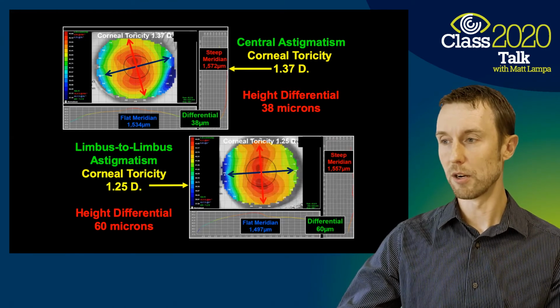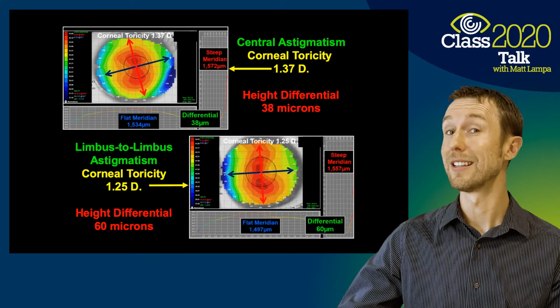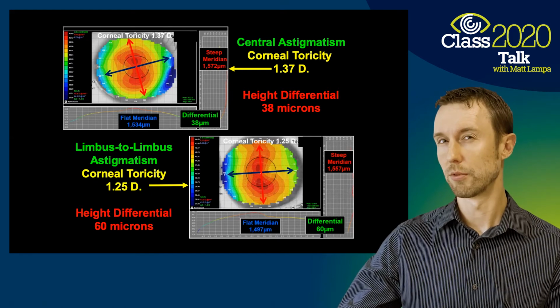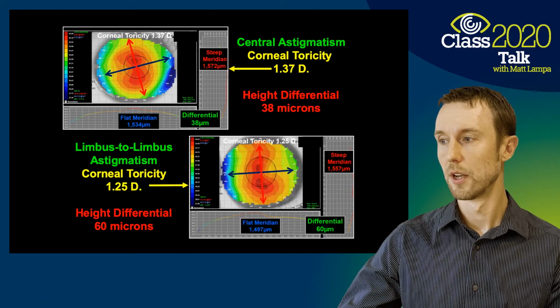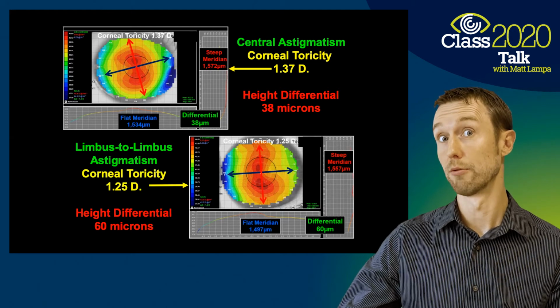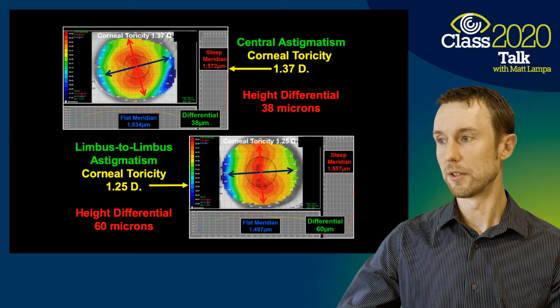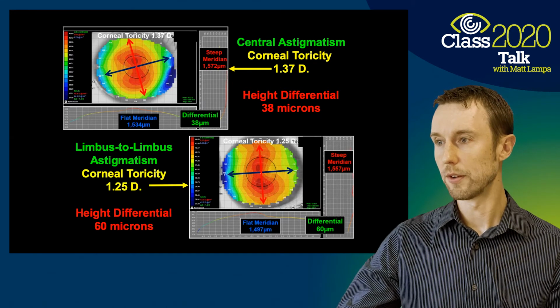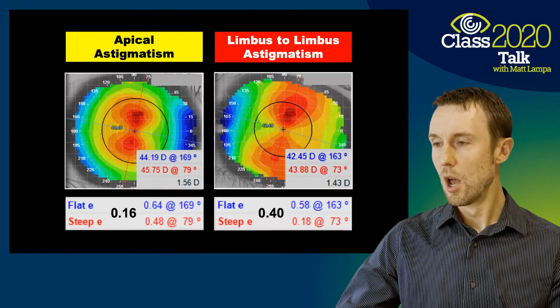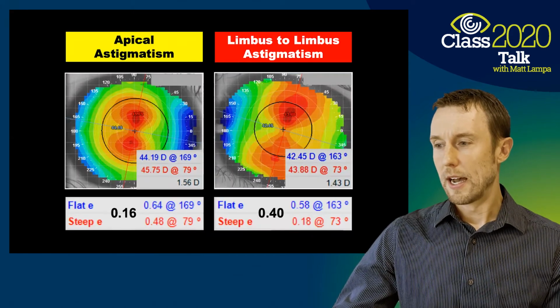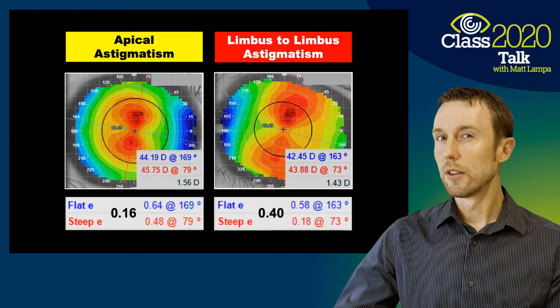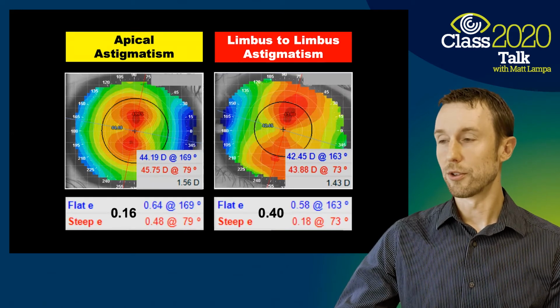Even though the amount of corneal toricity as measured in the center of the cornea is roughly the same between these two eyes, we see how much height differential there really is, Limbus-to-Limbus versus central corneal astigmatism. Well, what if we looked at the eye a little bit differently? What if we looked at the eye in terms of its eccentricity?